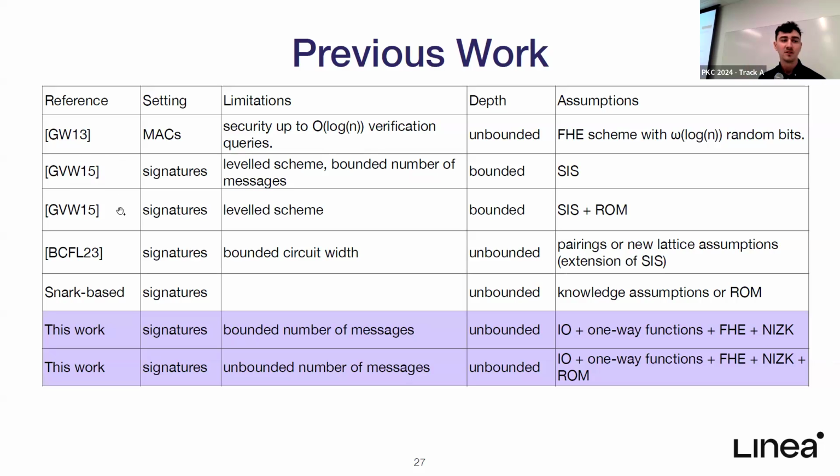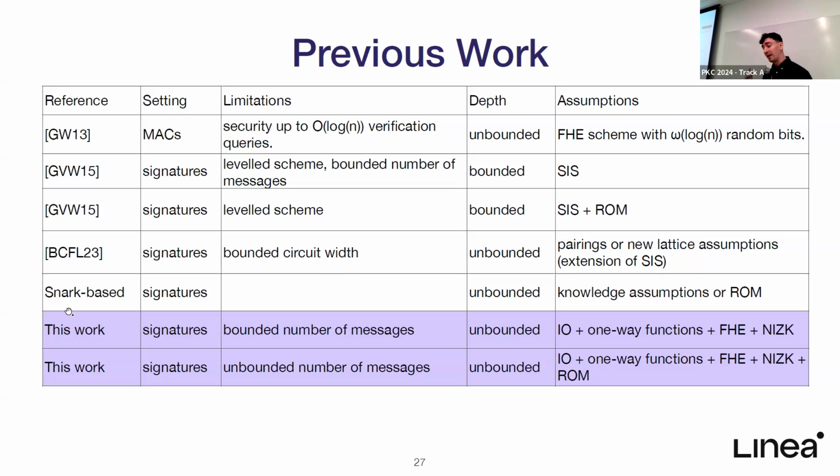Then GVW15, which is our reference, managed to achieve a leveled scheme that has a bounded depth. It's bounded at setup time, based on ISIS. It can get rid of this bound using the random oracle model. Then we also have another work from last year that achieves unbounded depth quite efficiently compared to our work. Their assumptions are closer to standard assumptions, like pairing assumptions or lattice assumptions. The only limitation is that the circuit width is bounded. Also, I didn't write it here, but there's a limitation on how you can compose circuits. You can only compose them sequentially, but it's a very nice work.